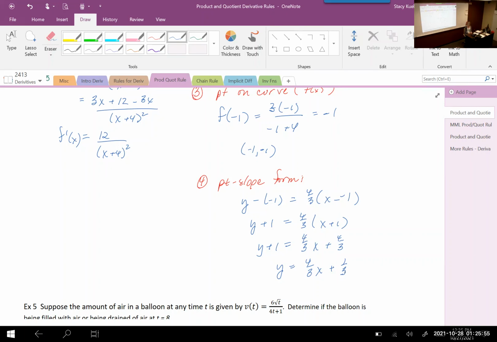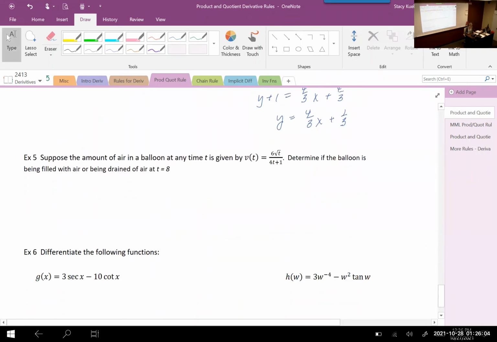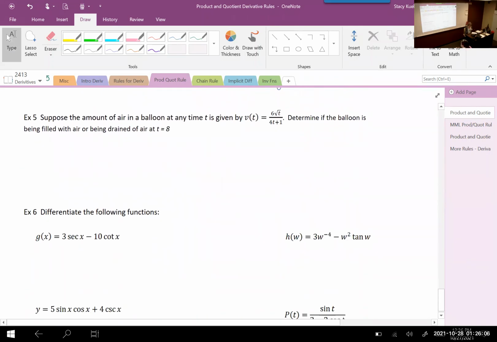Okay? You getting the hang of that one now, right? Kind of multi-step, but it's kind of straightforward, I think, if that's what you're looking at. Okay.